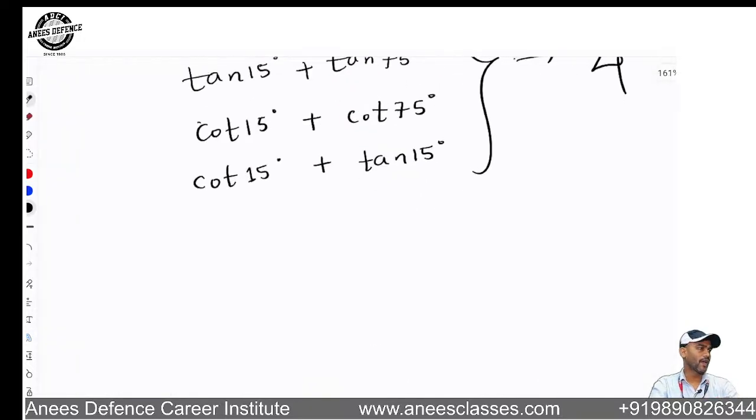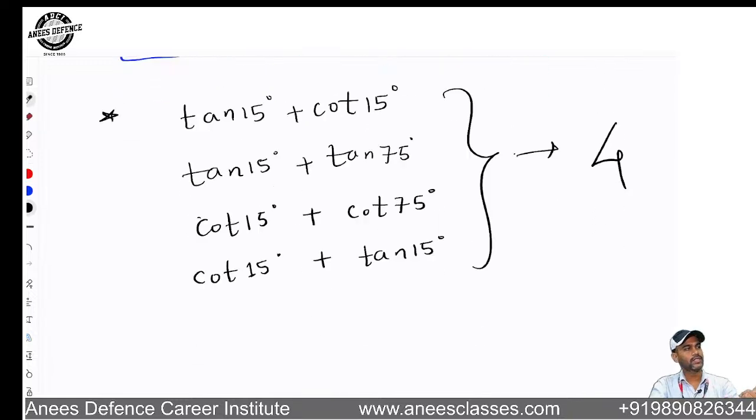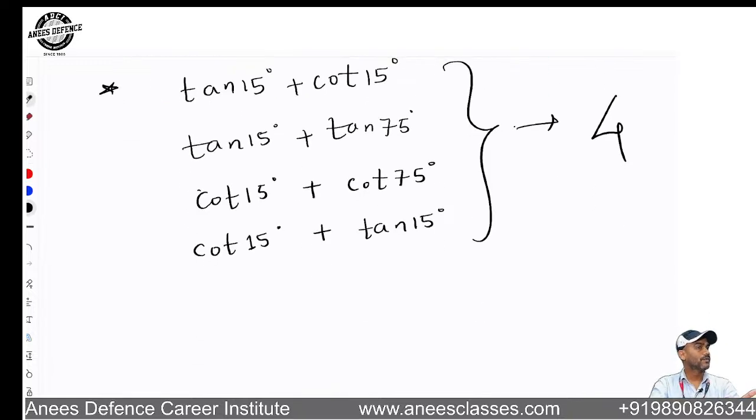So we are done with the 15 degree angle family. I hope you got it. 15 degree and 75 degree. Would you try some questions on this? Yes, sir. What is sine 75? Root 3 plus 1 over 2 root 2. What is sine 15? Root 3 minus 1 over 2 root 2. What is tan 15? 2 minus root 3. What is cot 15? 2 plus root 3. Okay.